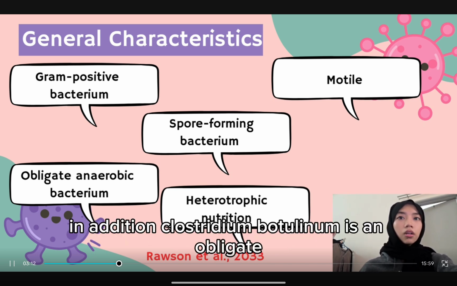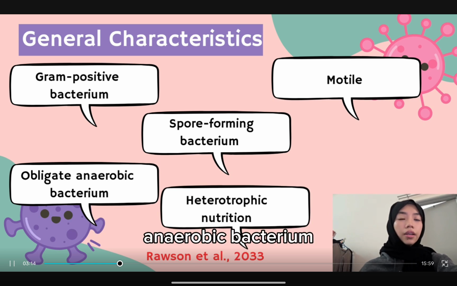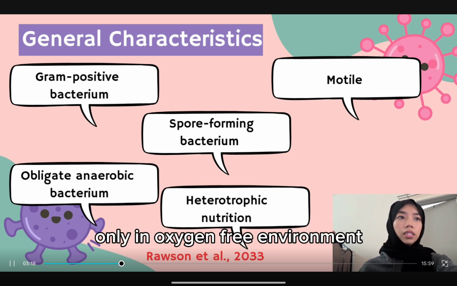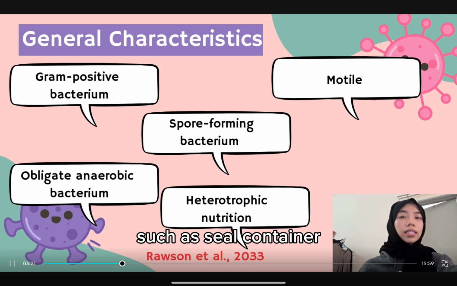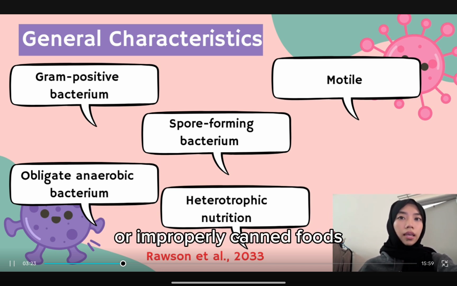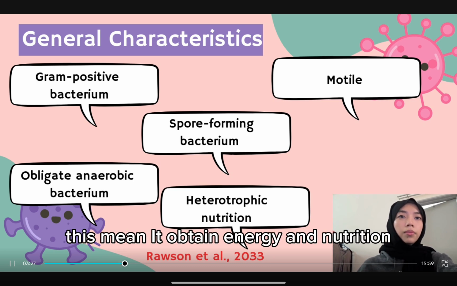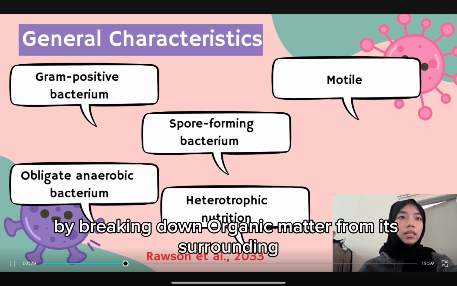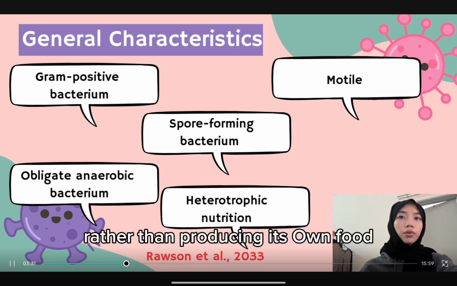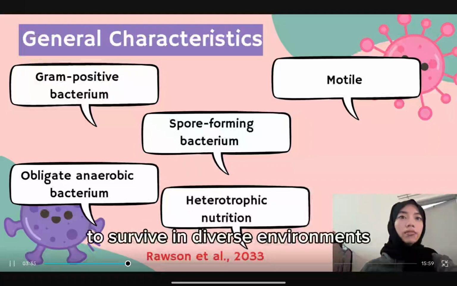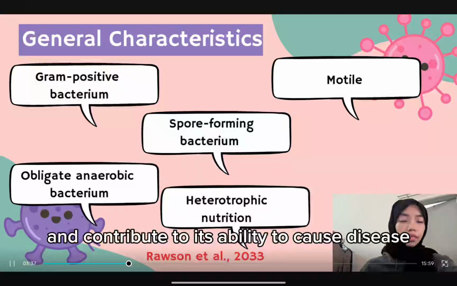In addition, Clostridium botulinum is an obligate anaerobic bacterium. It cannot grow in the presence of oxygen and thrives only in oxygen-free environments, such as sealed containers or improperly canned foods. Lastly, it exhibits heterotrophic nutrition. This means it obtains energy and nutrition by breaking down organic matter from its surroundings rather than producing its own food. This characteristic allows Clostridium botulinum to survive in diverse environments and contributes to its ability to cause disease.